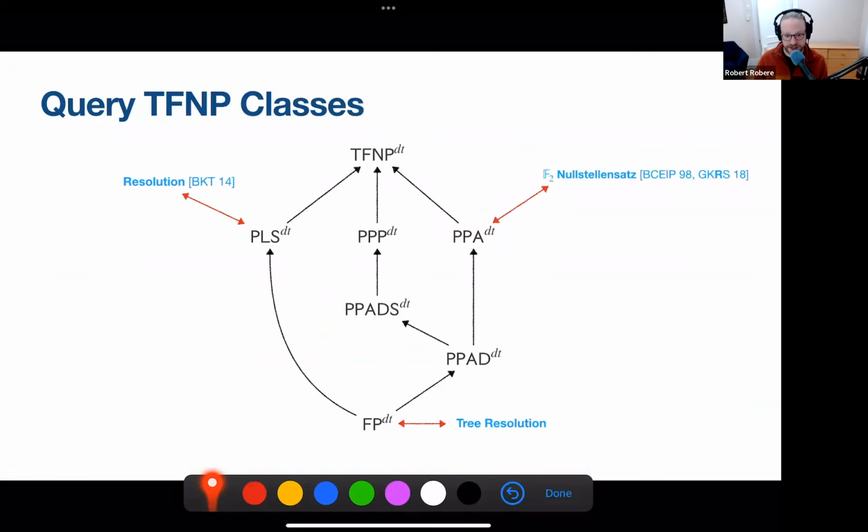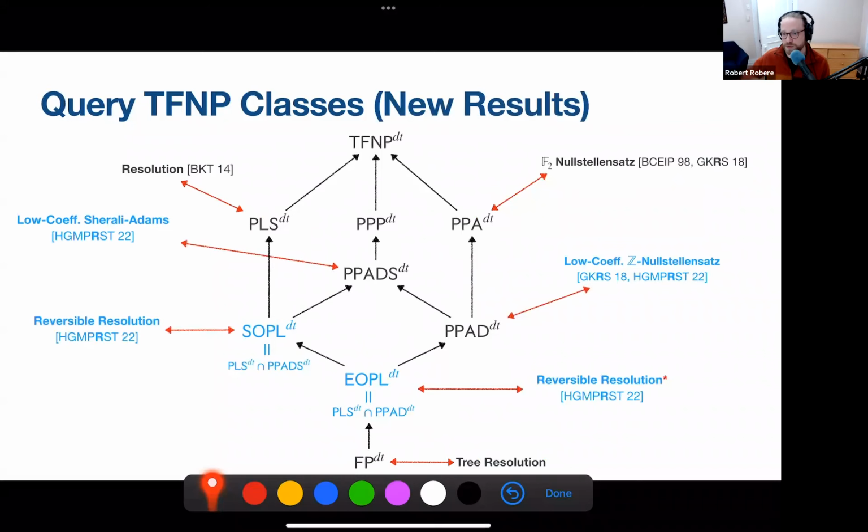So here are some of the proof systems which have been characterized in terms of these TFNP classes. We saw in Sam and Neil's talk that resolution captures PLS and Nullstellensatz captures PPA. Well, in fact, it turns out that we can assemble a bit of a zoo here. In recent upcoming work, for a lot of these other classes, we've been able to capture them in terms of proof systems.